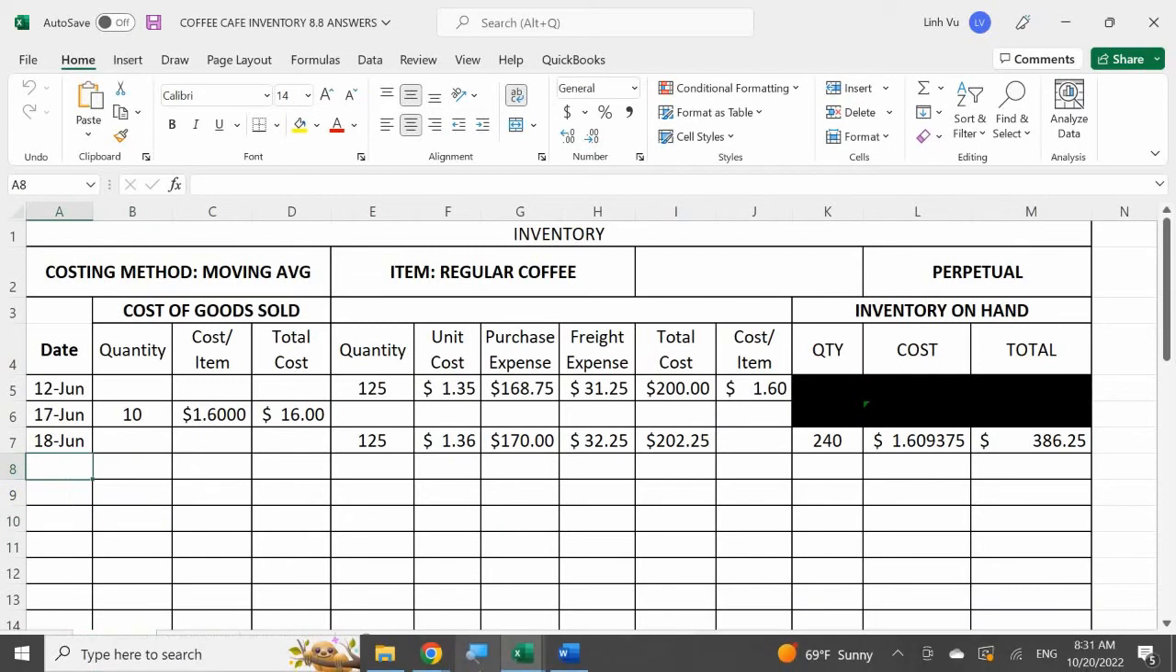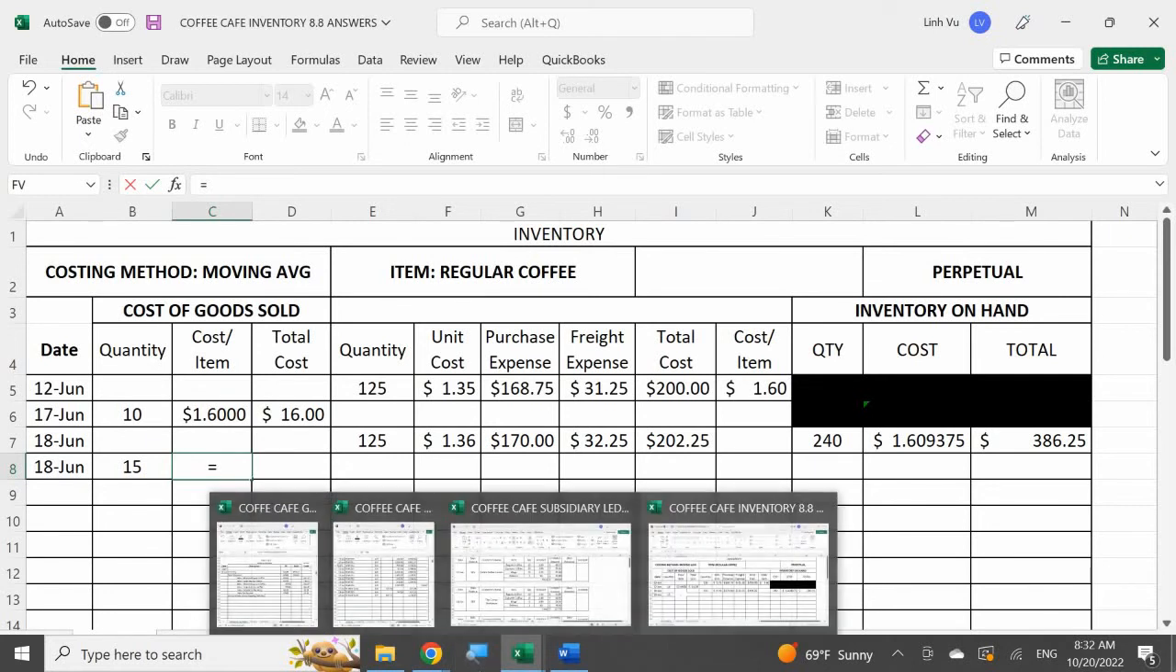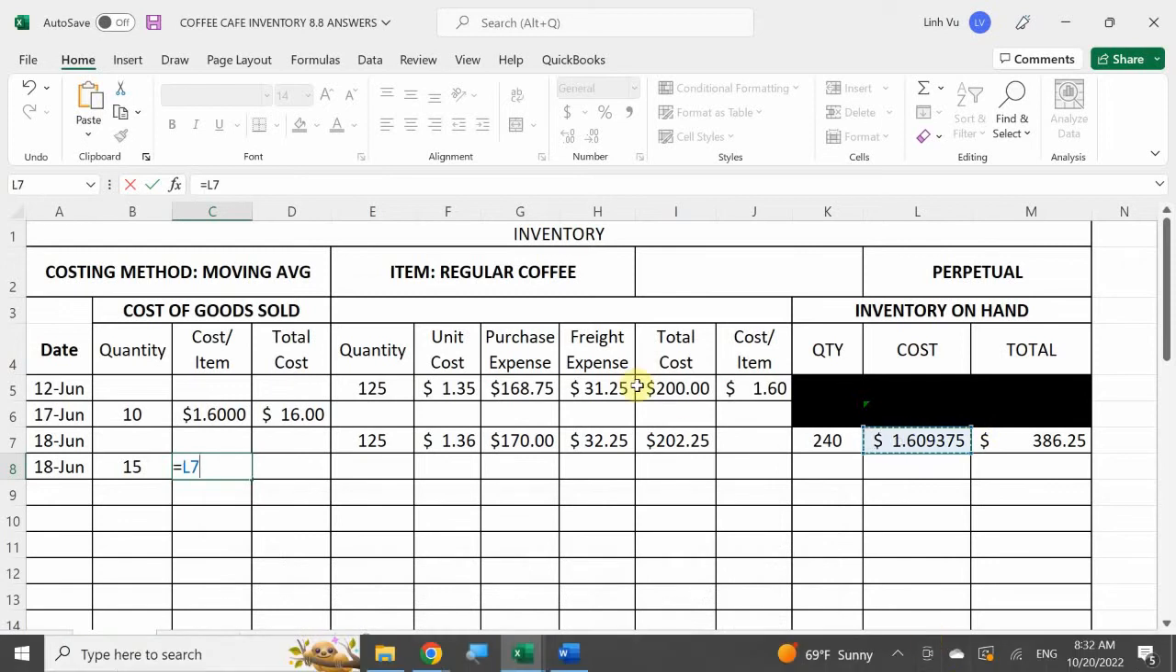Today is the 18th. So we used 15 pounds. At what cost? $1.60. What else? Keep going. $1.60 and what? $1.609375. Yes, you need to make sure you punch in all those numbers, okay?